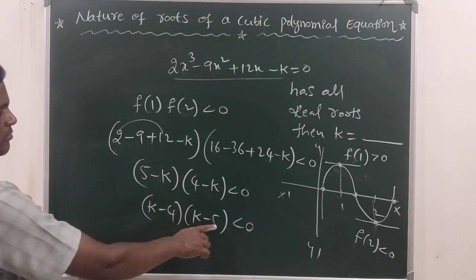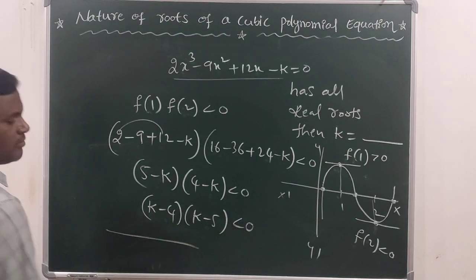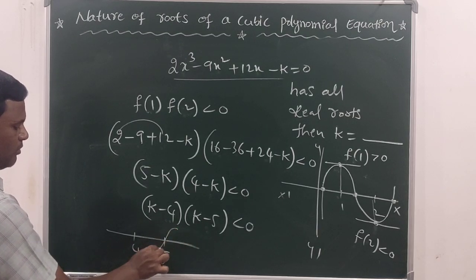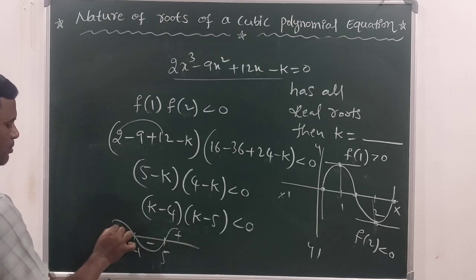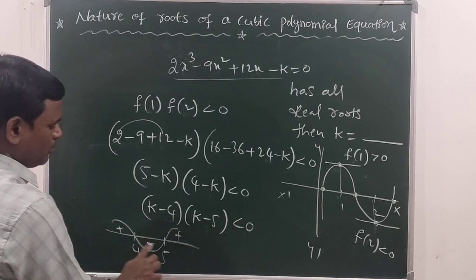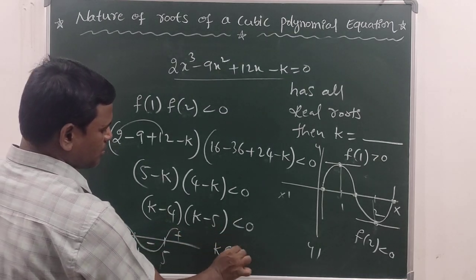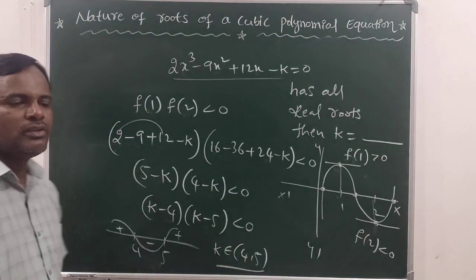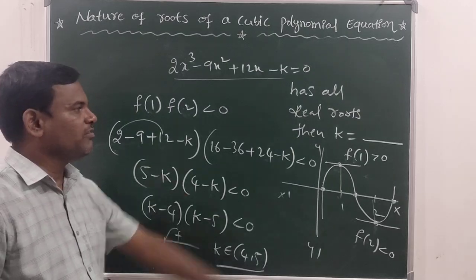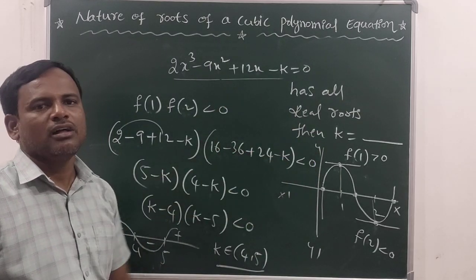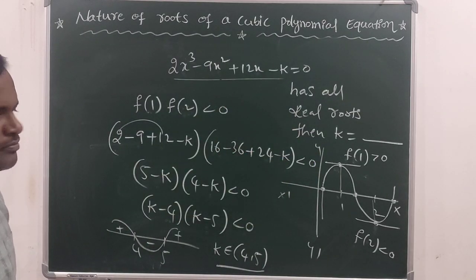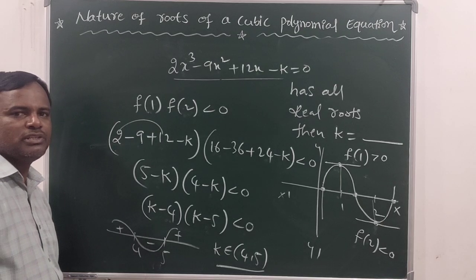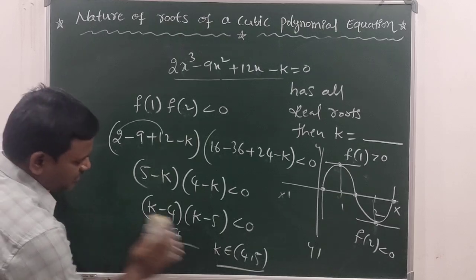Now here draw the number line, represent both of them on the number line. Now draw the wavy curve, plus minus plus. Now here we want smaller than 0, means negative. So your k belongs to the open interval (4, 5). So this is the required interval for k to get all the roots as real. Very good problem. I hope you have understood this. Now let us go to one more application.